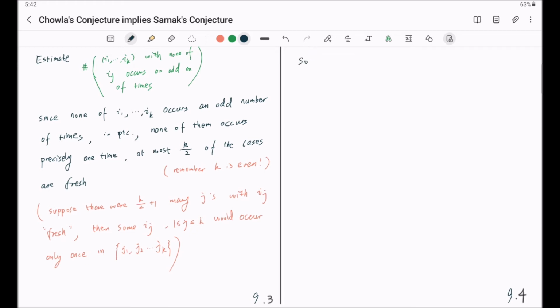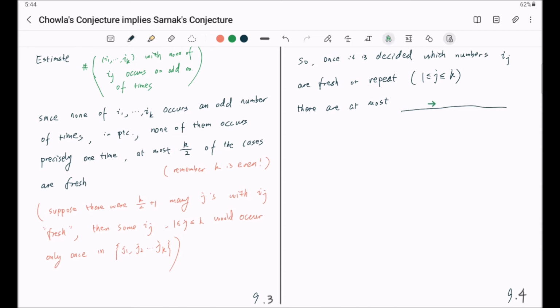Okay, now, once it is decided which numbers i_j are fresh or repeat, for i from 1 to k, there are at most, I'll put the underline here, this is a blank to be filled in, there are at most this many remaining choices to be made.